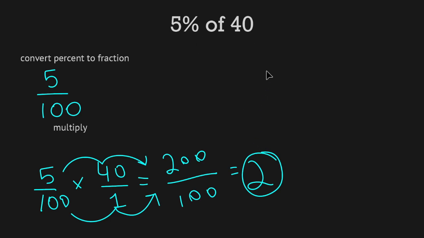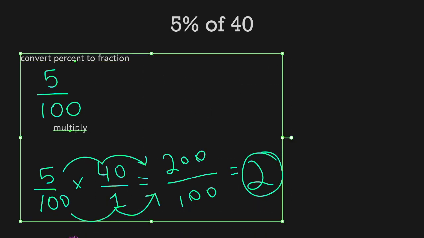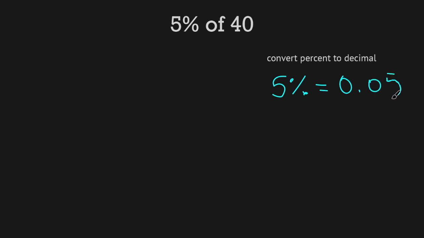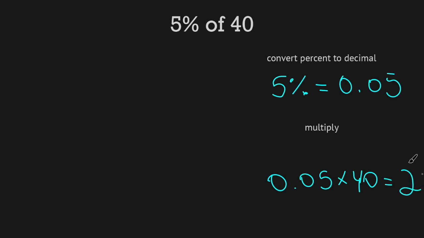There is another way that we can do this, and it is to convert the percent into a decimal. So in this case, we would have that 5% equals 0.05. And then we simply multiply 0.05 times 40, and that is also equal to 2.